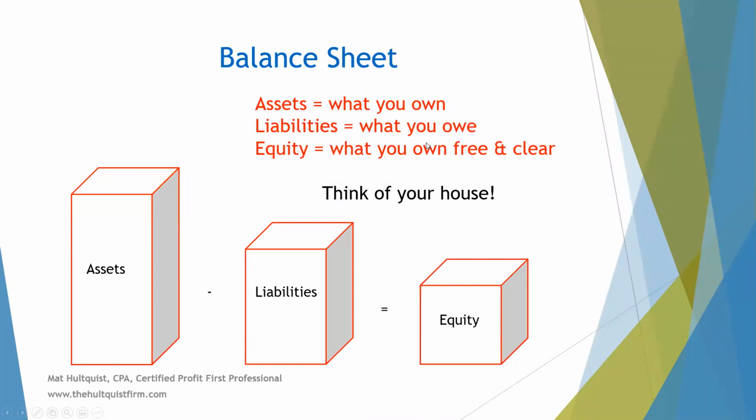own free and clear. So think about it like a house. If you own a house that's worth $300,000, that's your asset, $300,000. If you have a mortgage of $200,000, that's your liability. The difference between the two is your equity. All right. Same thing in a business. If your assets are a certain amount, you subtract your liabilities, and that's your equity. And it's that same formula on every single balance sheet.